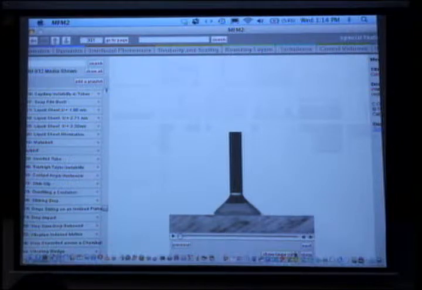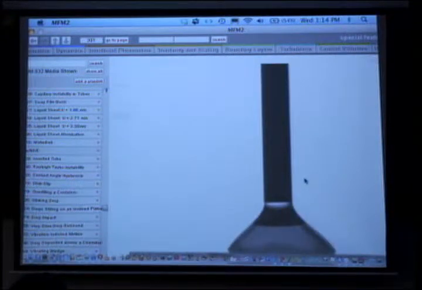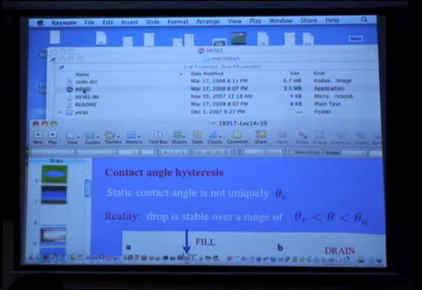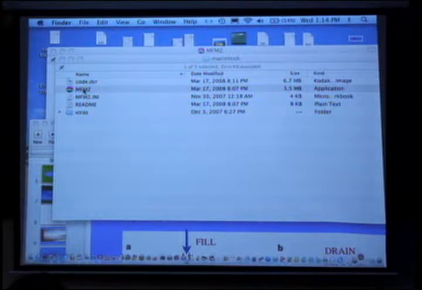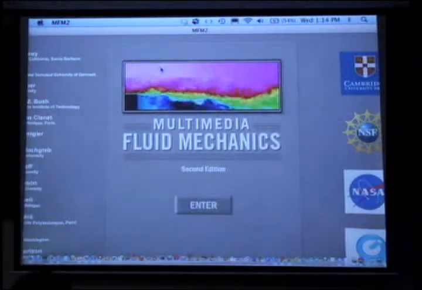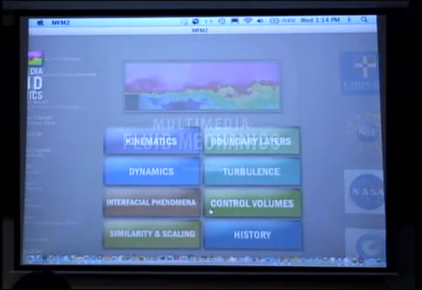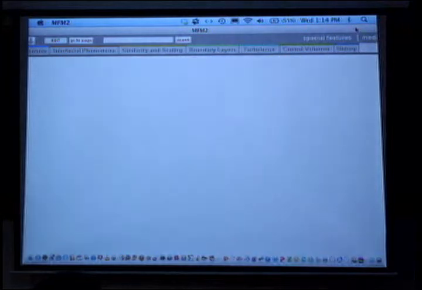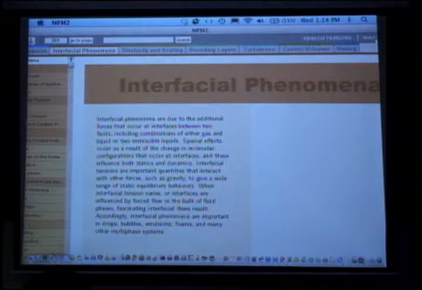So show large size. Oh, that's too large. So we're going to do exactly that experiment, which I just showed the schematic of, which is pumping up a drop sitting on a surface.